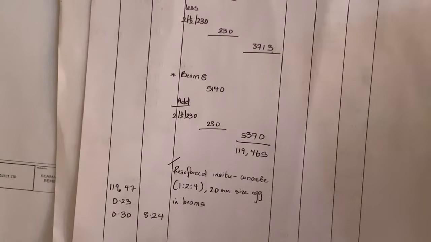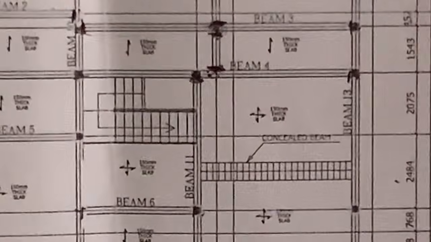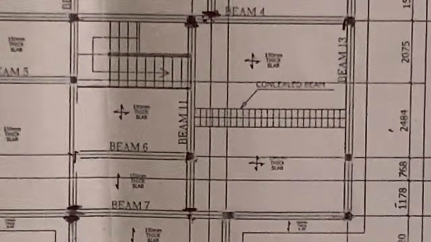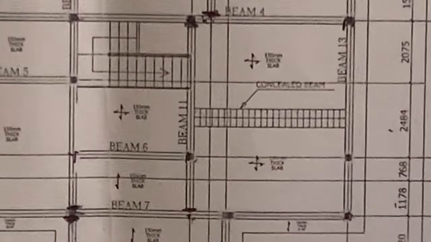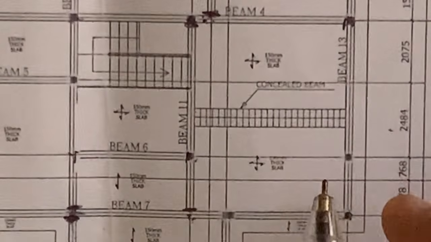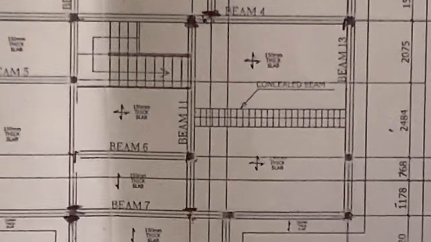But we are not yet done. Remember, in this section they said that there's going to be a concealed beam, so we'll have to cater for it too. Now if you look at this drawing, you can see that they've told us that this is our concealed beam. This is the concealed beam here. So now how do we measure this concealed beam, and why did we not measure it together with our regular beam? Now this is the reason. We did not measure this concealed beam with our regular beam because the sizes of our regular beam and our concealed beam were different. That is why we did not measure it with the regular beam.